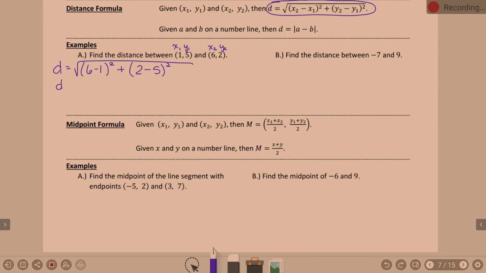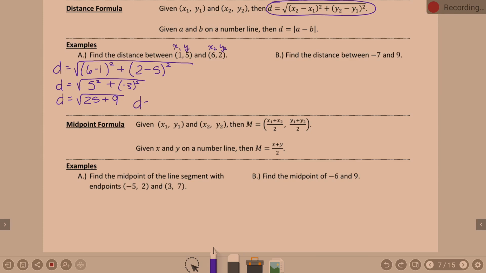6 minus 1 is 5, so you're going to be doing 5 squared. 2 minus 5 is negative 3, and we're going to be squaring that. 5 squared is 25. Be smart. What's negative 3 squared? No, 9. Don't let your calculators fool you where you say negative 3 squared is negative 9. You know better. Negative 3 times negative 3 is 9. What do you know about 25 plus 9? 34.